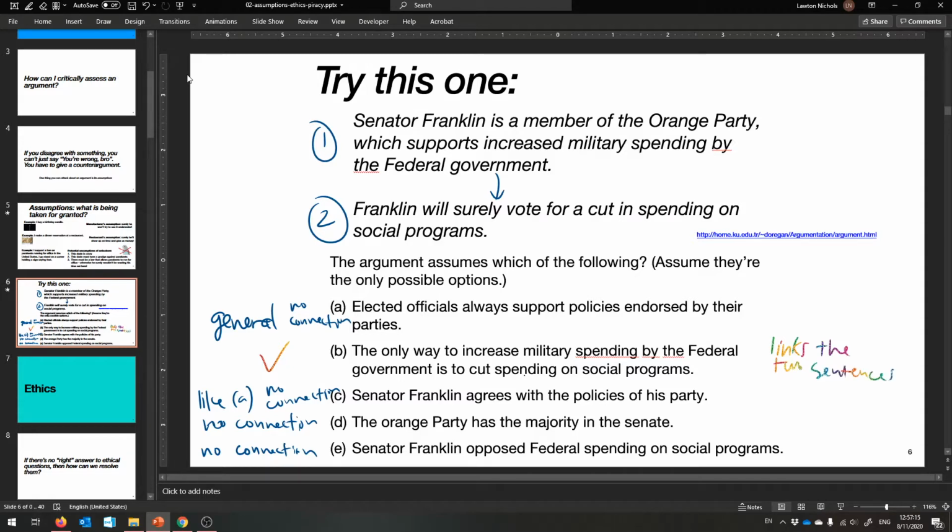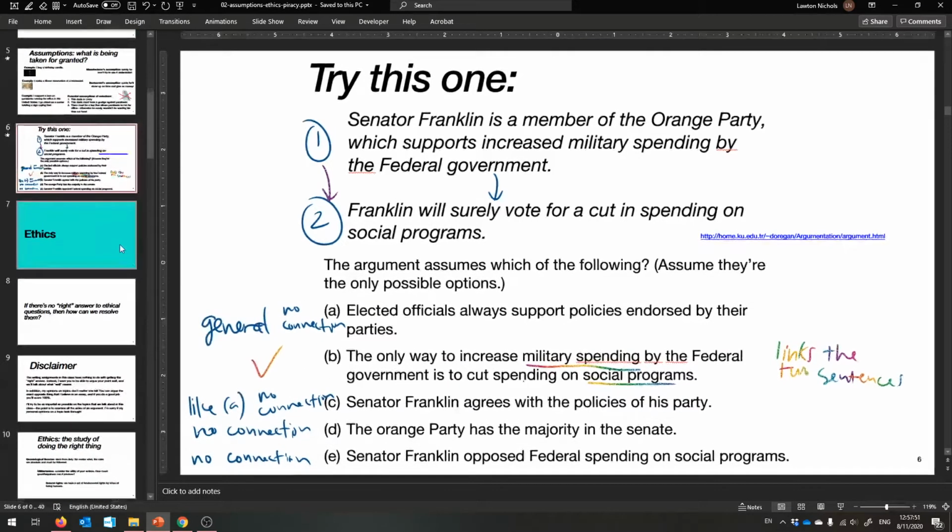And there might be another reason. This is why I said it. These are the only possible options. So if Senator Franklin believes that the only way to increase military spending is to cut spending on social programs, you gotta take the money from somewhere, I guess, and that's their place of choice, we finally found that link between military spending and social programs, okay? And that is what we needed to go from 1 to 2. And I hope you see that, okay? I spent some time there, and I hope it makes sense. So, with that, now you know how to think about assumptions a little bit more than you did.